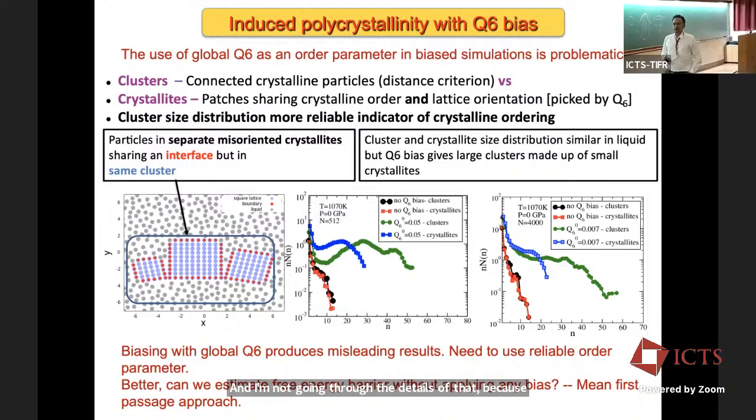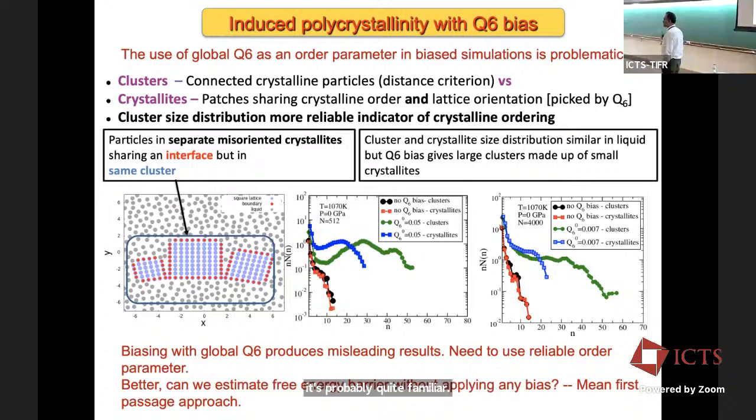But the thing that is important to ensure is that the bias does what you think it's supposed to do, right? So here, if I put a bias at a certain value of the global Q6, I want that fraction of the system to be crystalline, right? But it turns out that the Q6 values that I measure in simulations vastly underestimate the amount of crystallinity present in the system, because I can have a configuration like this.